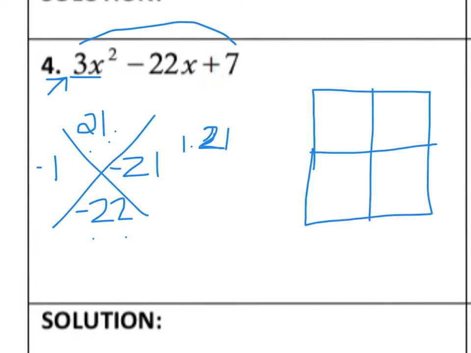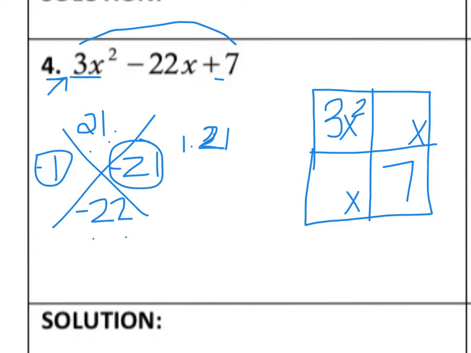So remember, if you're going to set your box up, your first term goes here, so 3x squared. And I like to put these x's as placeholders because sometimes I forget to put them in there, and then it messes up my GCF. And the last term goes in the bottom right-hand box. So now these two numbers that I found are going to go in my box, and it doesn't matter which order they go in. You can put the -1 up here and the -21 down there. It doesn't matter as long as you remember to keep the negative signs.